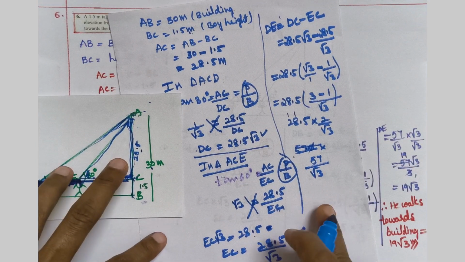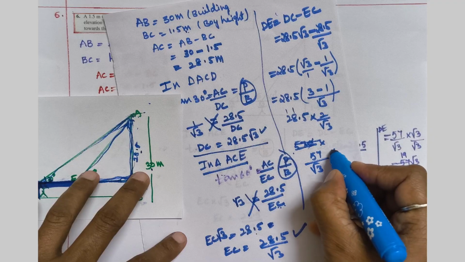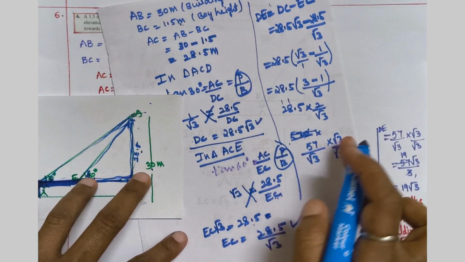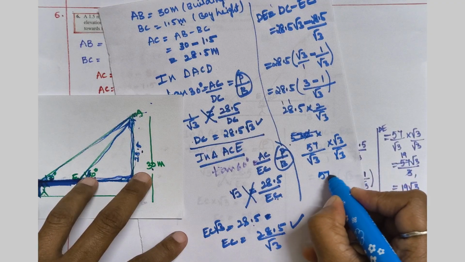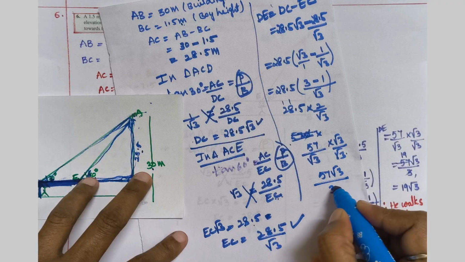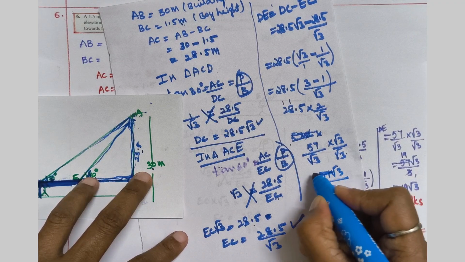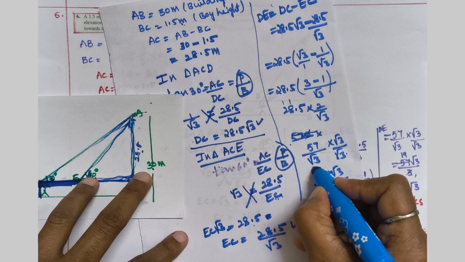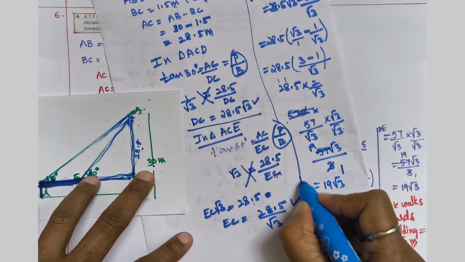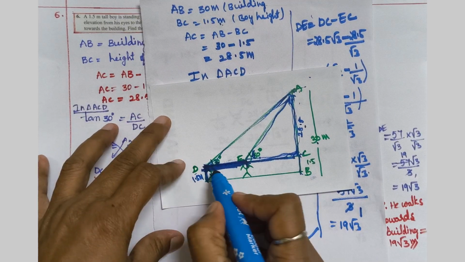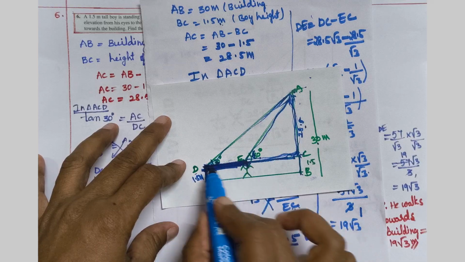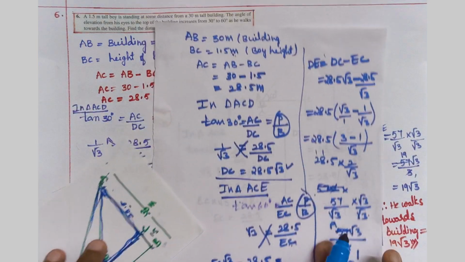Now we will rationalize the denominator. Multiply by root 3 over root 3. 57 root 3 divided by 3. Now cancel, 3 1s are 3, 3 9s are 27, so 19 remains. The answer is 19 root 3. That is the distance you walked towards the building.